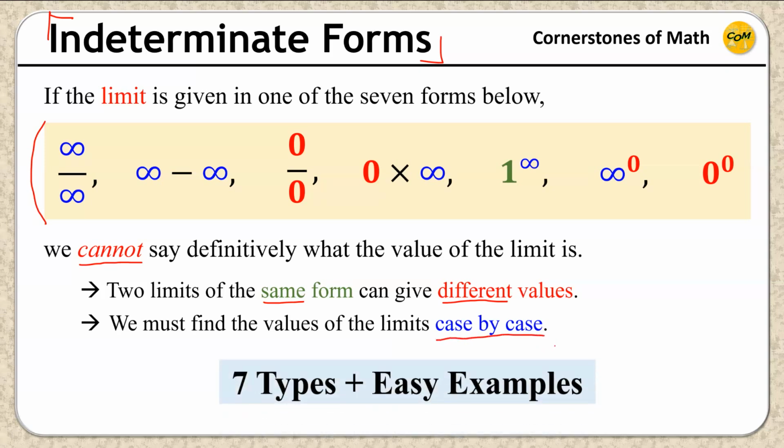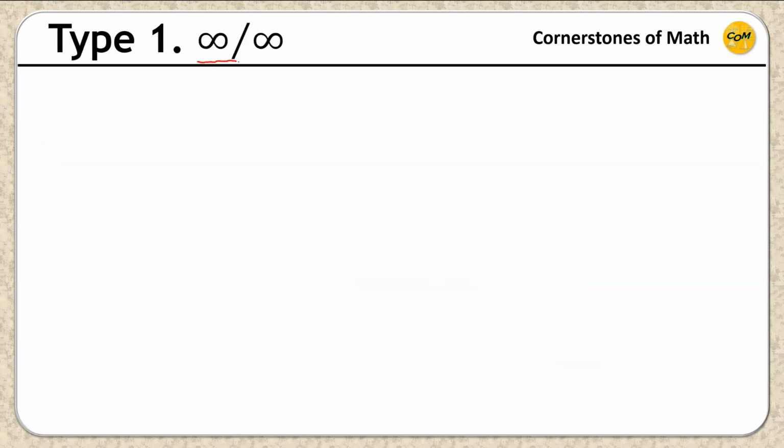In this video, I will quickly introduce all 7 types of indeterminate limits by providing some of the easiest and most famous examples for each type. That sounds fun, so let us jump right into the first type. First type, the infinity over infinity form.